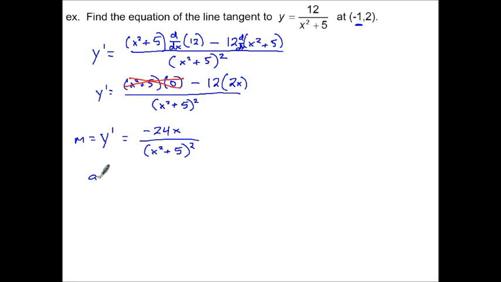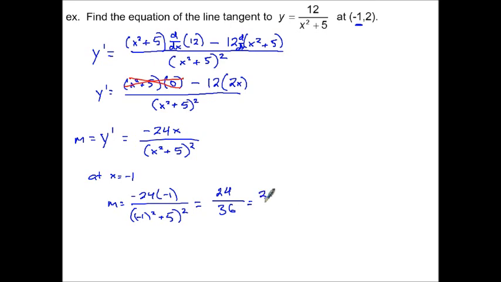So basically at x equals negative 1, my slope is negative 24 times negative 1 over (negative 1 squared plus 5) quantity squared. So it looks kind of messy right now, but it unfortunately does clean up a little bit nicely. So that's 24 over, pardon me for doing this quickly, but this is 1 plus 5, which is 6, squared is 36, and that actually reduces quite nicely by 12 down to 2/3.